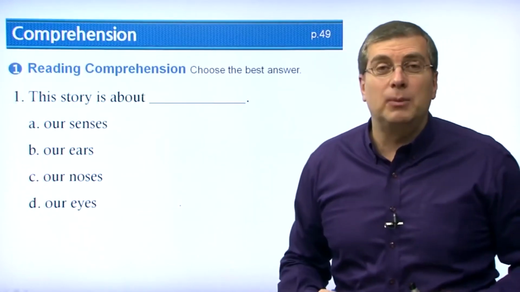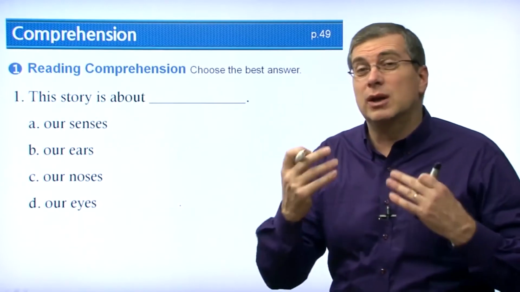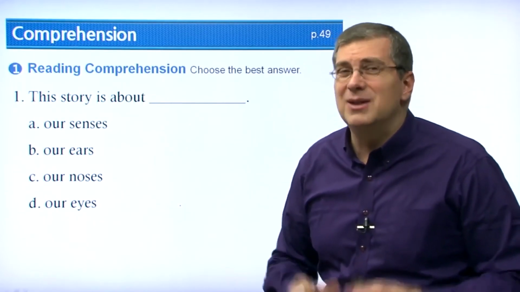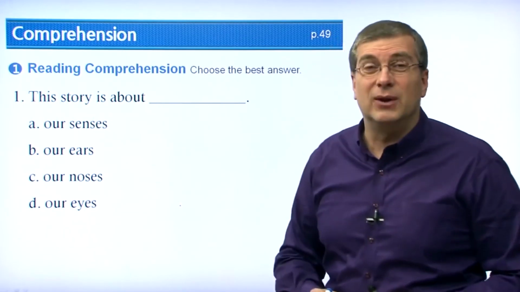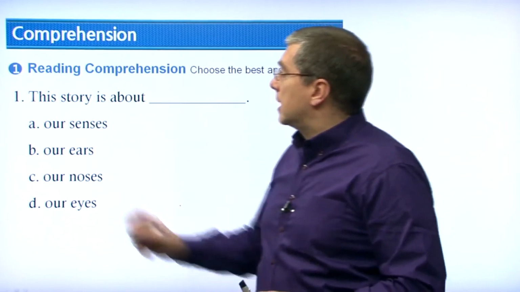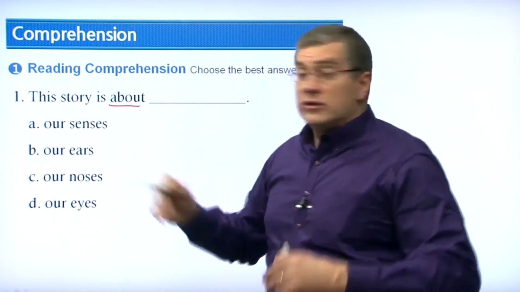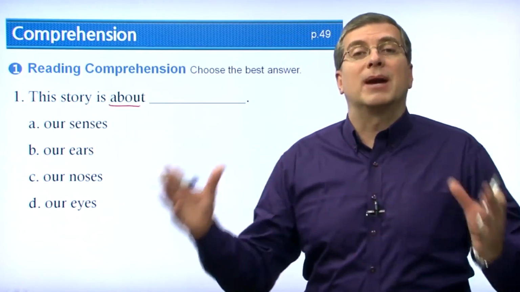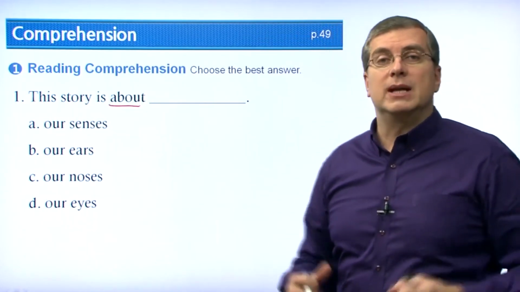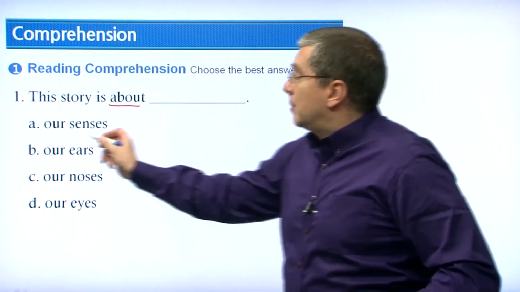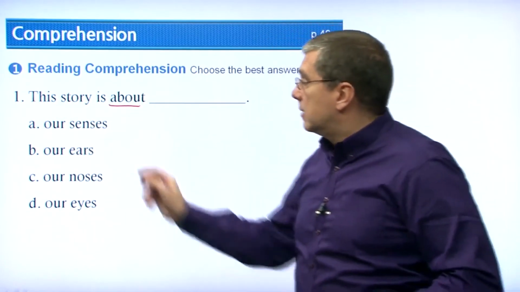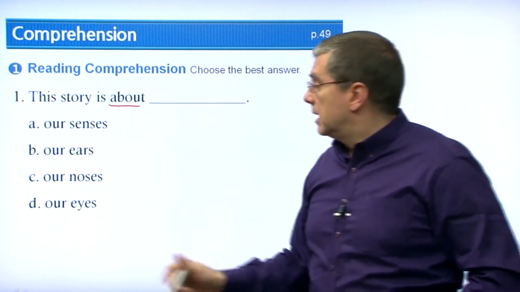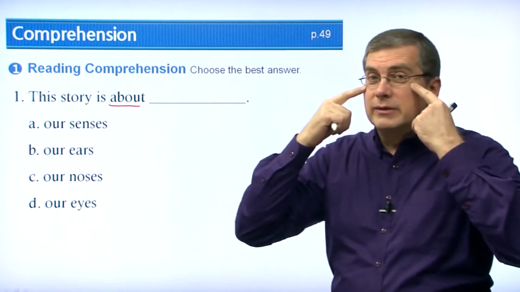Let's do the reading comprehension questions, see how much you can remember from the reading passage. But the reading was pretty simple, wasn't it? We can do these questions very easily. Let's look at number 1. This story is about. So we're looking for the main idea. What is the main idea, the topic, the subject of this reading passage? Is it about A, our senses, B, our ears, C, our noses, D, our eyes?